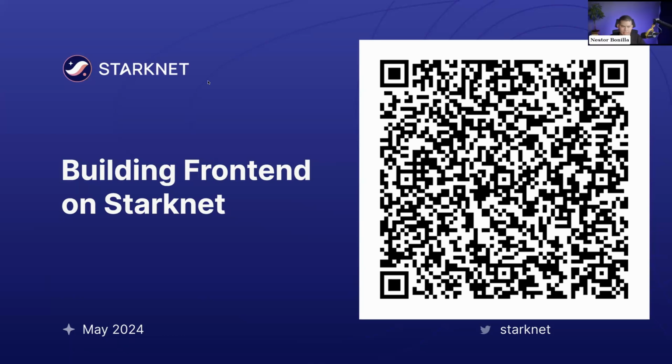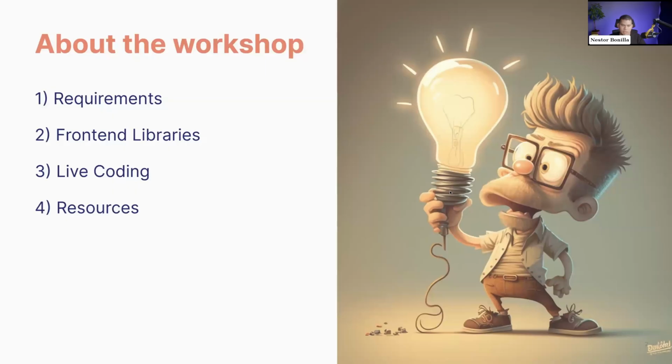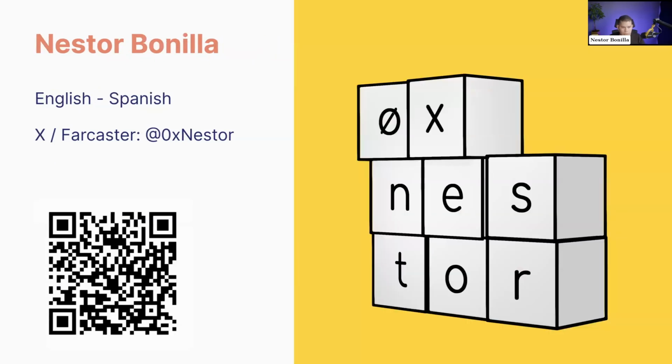Cool. Thank you, David. Hi, everyone. In this class, we're going to be talking about frontend. What are we going to be talking about specifically? Requirements. And what do I mean by requirements? It's what components we need to interact from the frontend with those smart contracts that we are deploying. We're going to see a couple of libraries that we can use to ship this, and we're going to jump straight to live coding.